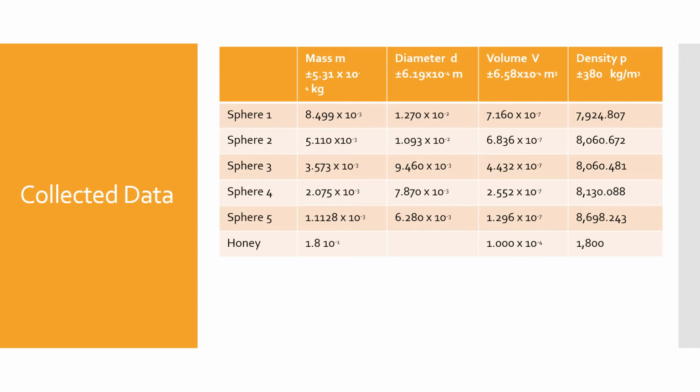My collected data for each sphere was the mass and diameter. Then with these variables, I could calculate the volume and the density. The density collected for each sphere was within the accepted range of densities for the steel of the balls that I was using, with the variation being errors in mass and diameter collected data calculations.